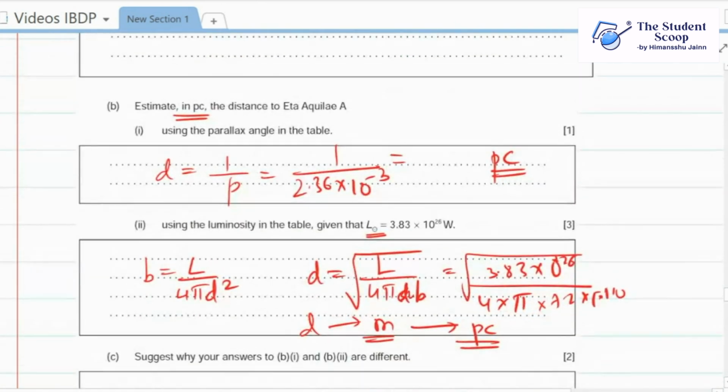But these are the questions that we should know how to do. For example, we want to find the distance to a star in parsec. They have given us the parallax angle as 2.36 times 10 to the minus 3 arc seconds. If this is given in arc seconds, we can get the value in parsec. We could convert this into meters if we wanted, but they are asking for parsec, so we'll keep it in parsec. The luminosity of our sun is 3.83 times 10 to the 26.